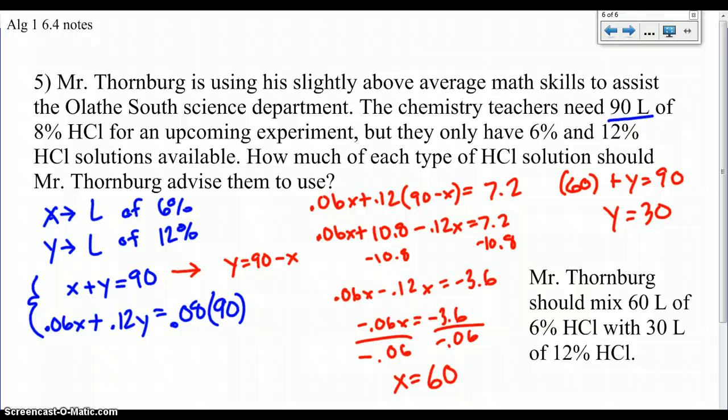Okay, you can see my work here. As I said before, I'm using substitution. I found that y was 90 minus x. I plugged it in right here to this equation, rewrote it here. It took a couple of steps, but that allowed me to solve for x. Plugging x back in easily gave me the value for y. And again, I finished my problem by explaining what this means. Mr. Thornburg should mix 60 liters of 6% hydrochloric acid with 30 liters of 12%.